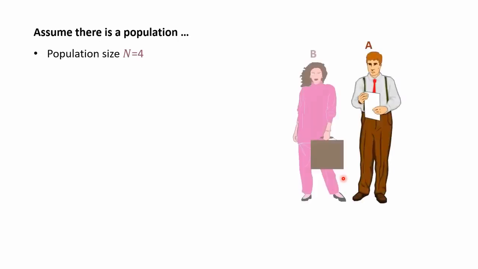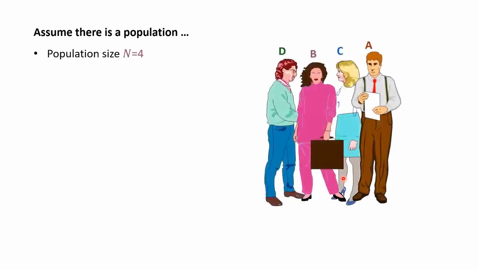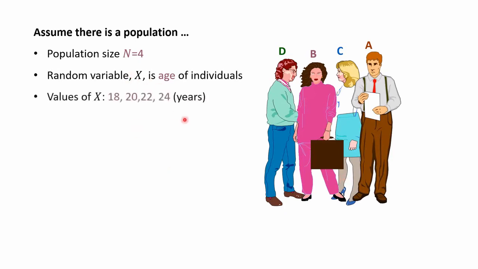So, developing a sampling distribution. Now assume there is a population, and we categorize them into 4: A, B, C, D, 4 types of people. What we are interested in is the age of these individuals. We call this random variable X, and X can be 18, 20, 22 and 24.